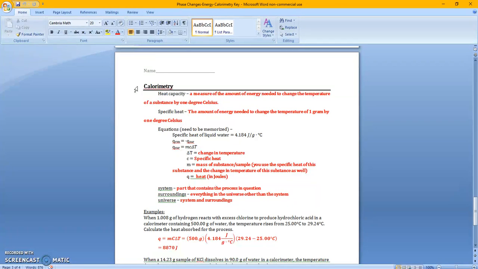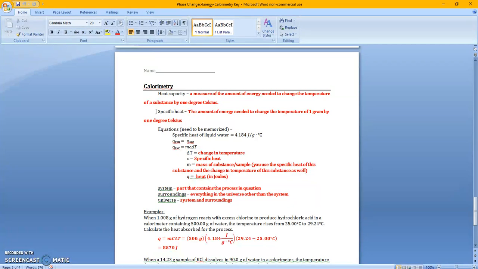reaction, anything like that. So the first definition we have here is heat capacity. Heat capacity is a measurement of the energy it takes to raise a substance by 1 degree Celsius. So heat capacity is kind of vague. It just tells you that you need to be able to raise the temperature by 1 degree. However, there is another one, and this is the definition we use more, called specific heat. Specific heat is the amount of energy it takes to raise 1 gram by 1 degree. So it's a bit more specific.